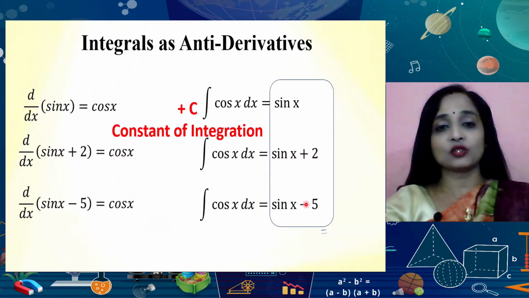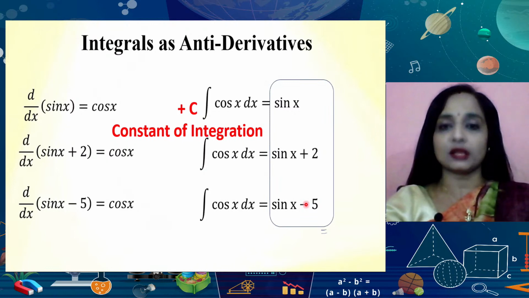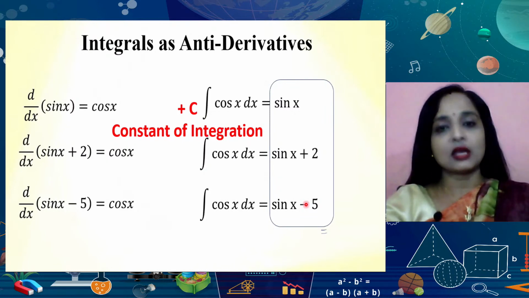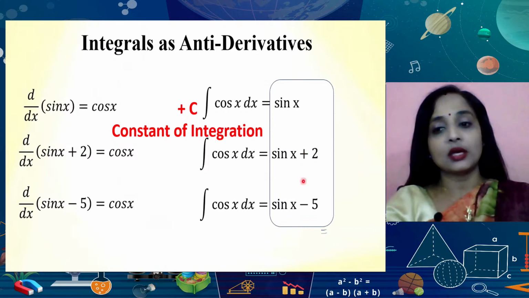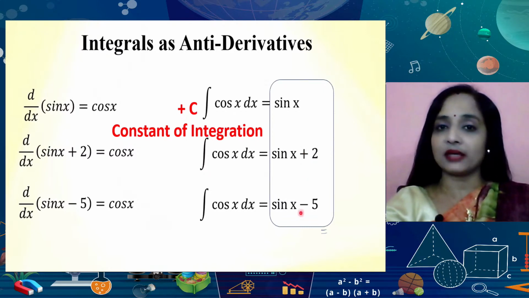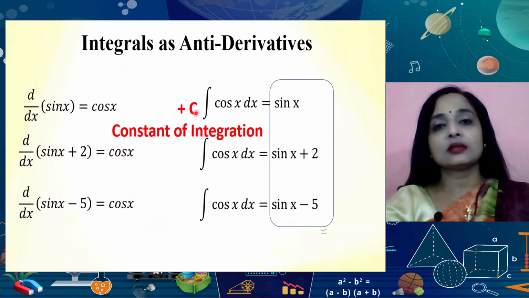So we have to use plus c, which is an arbitrary constant, which is a real number. This is named the constant of integration. Like in the first case, you can see sin x plus 0. In the second case, you see sin x plus 2. In the third case, you have sin x minus 5. So all these constants, plus 0, plus 2, minus 5, and all such infinite constants are clubbed together and we name it C, the constant of integration.